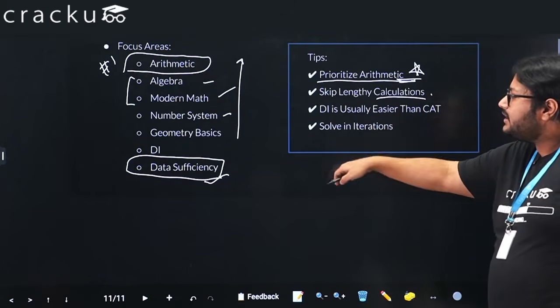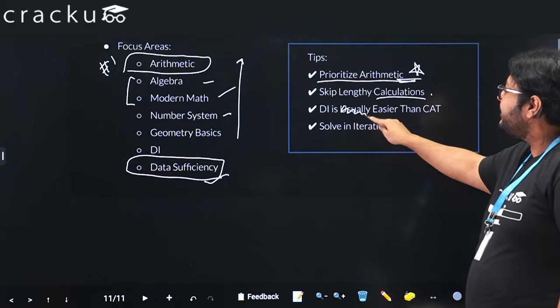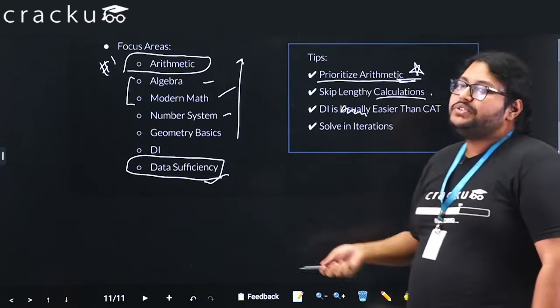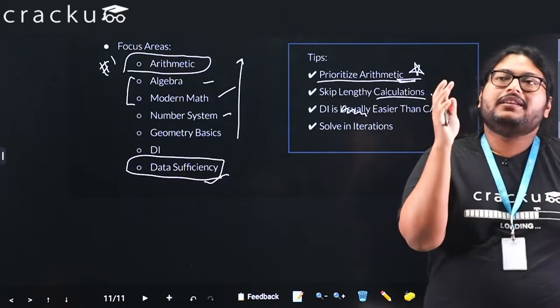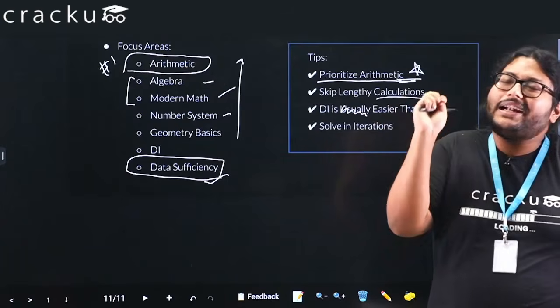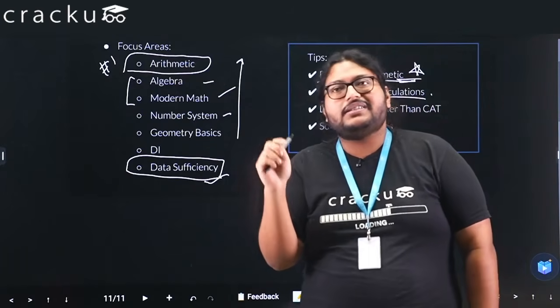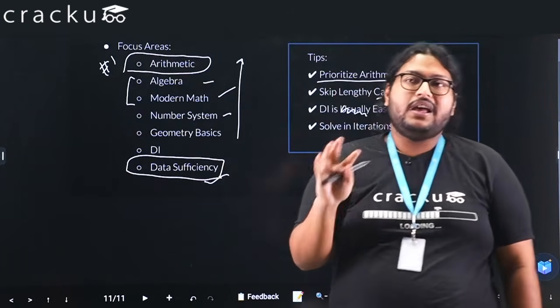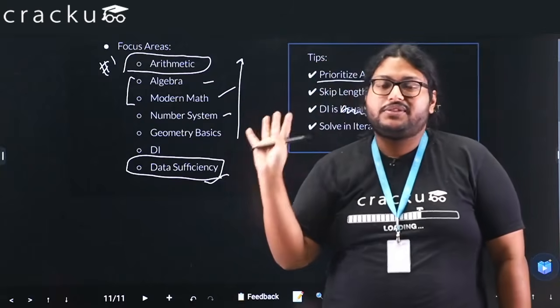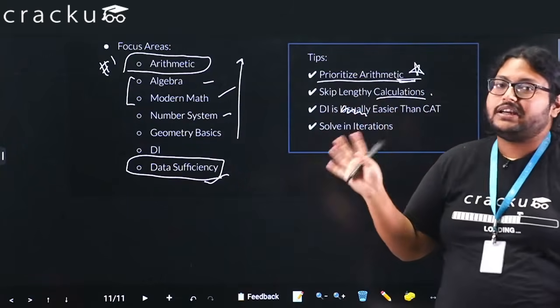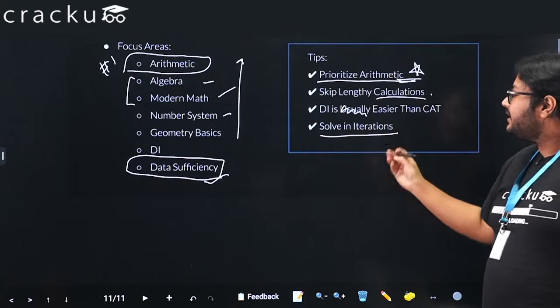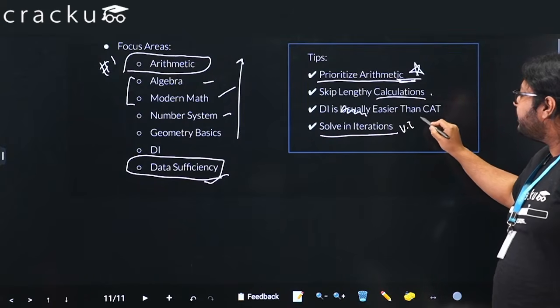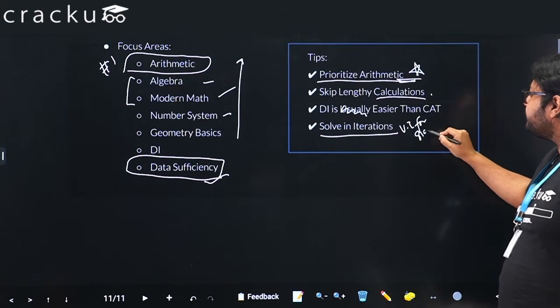DI is definitely easier than CAT. All you need to know is a few charts, and you should know how to read them, and that too common charts like pie charts, line charts, those kind of charts. Not something fancy like the sunburst chart or something. Those don't come in Snap. And solving in iterations. This solving in iterations becomes very important for quants.